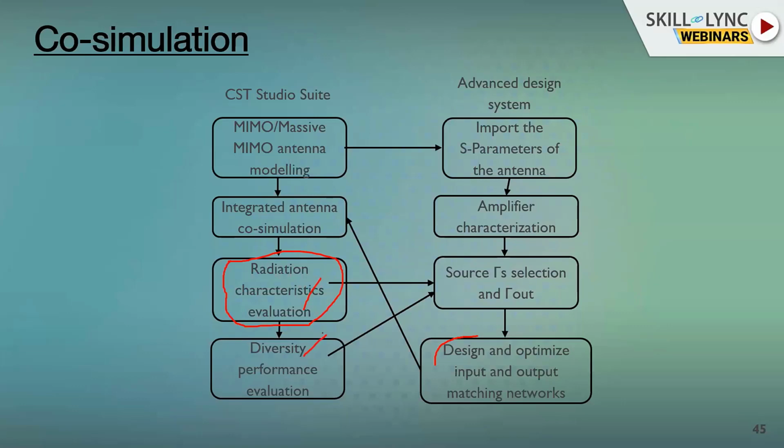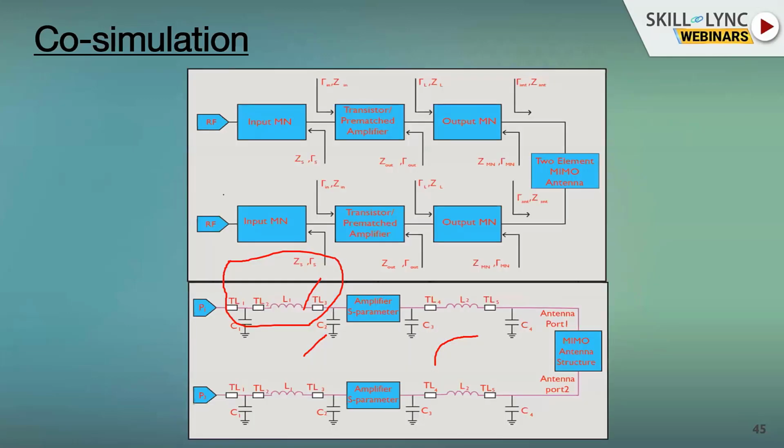Okay. Now you can see here that you have an input matching network, amplifier, and output matching network. Then you have a two-element antenna. So we have to simultaneously optimize the input matching network of the amplifier and the element antenna in order to obtain better impedance matching as well as radiation characteristics, right?